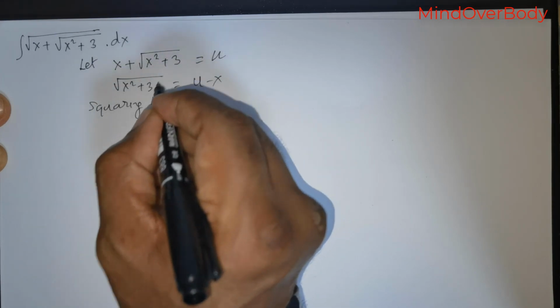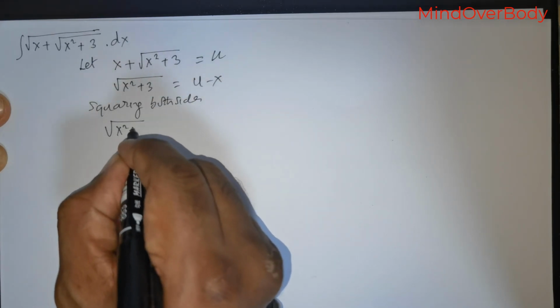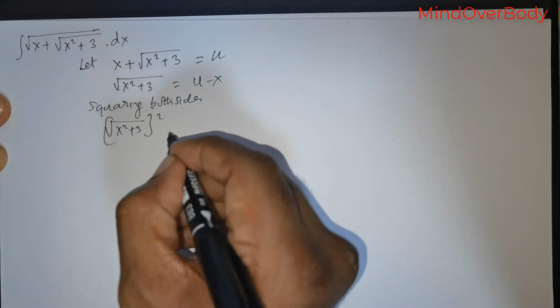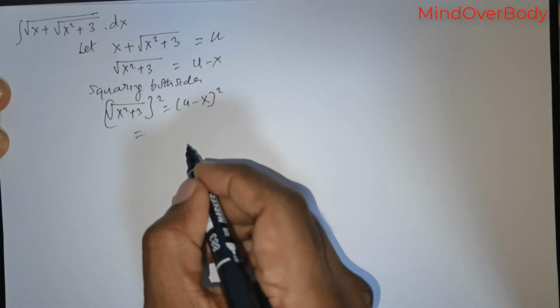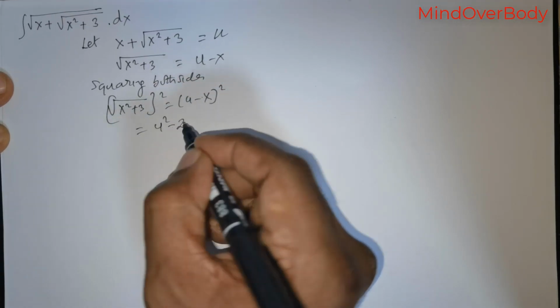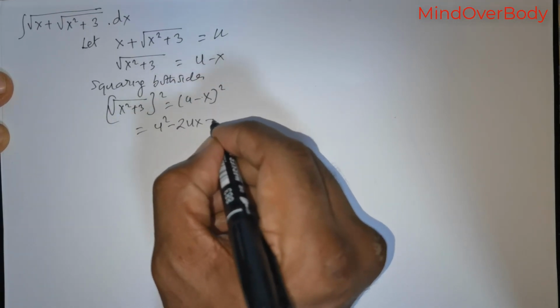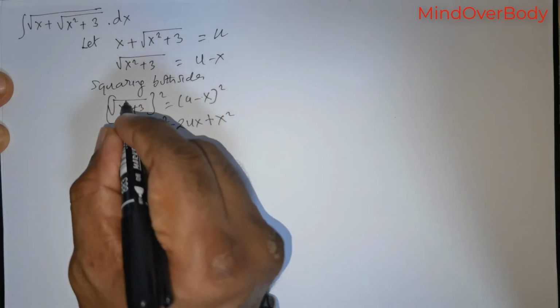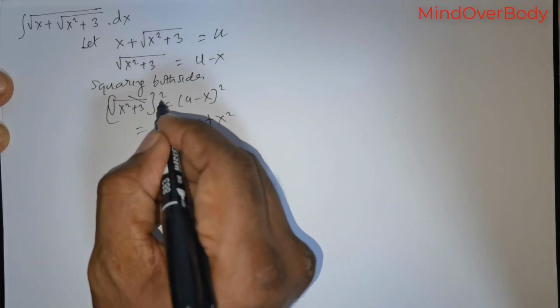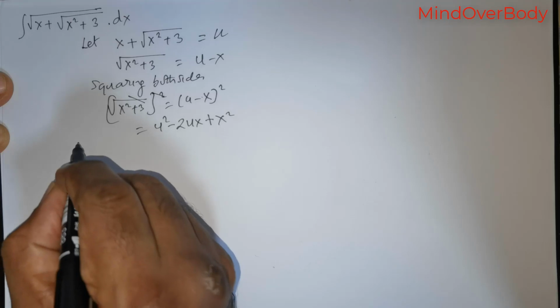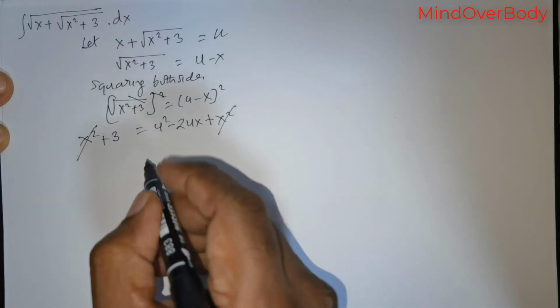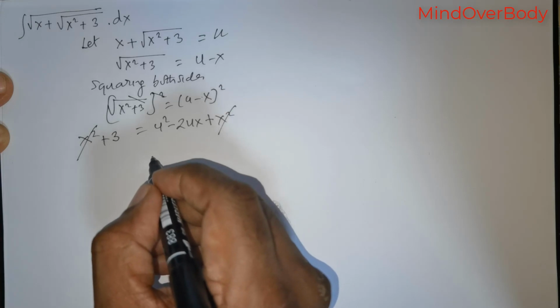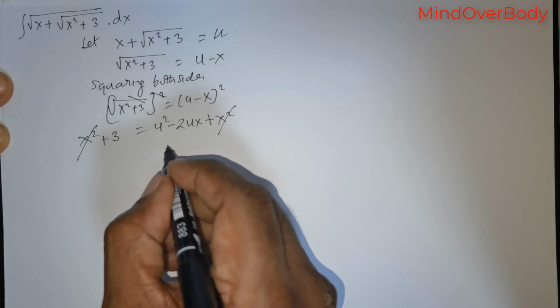So when you square both sides, you get root of x squared plus 3 raised to the power of 2 is equal to u minus x raised to the power of 2. You expand this, you get u squared minus 2 times u times x plus x squared. The square root and the square get neutralized, giving you x squared plus 3. The x squared gets cancelled.